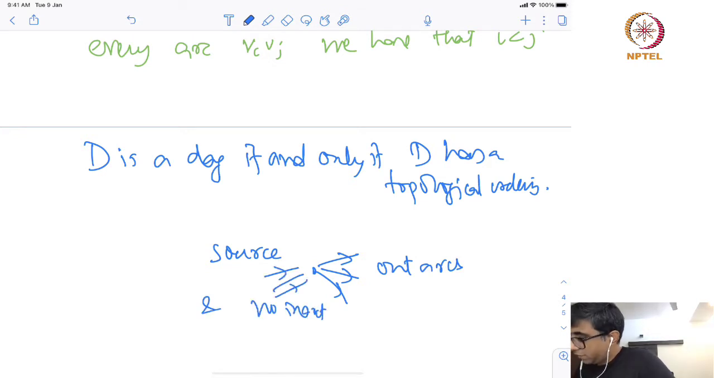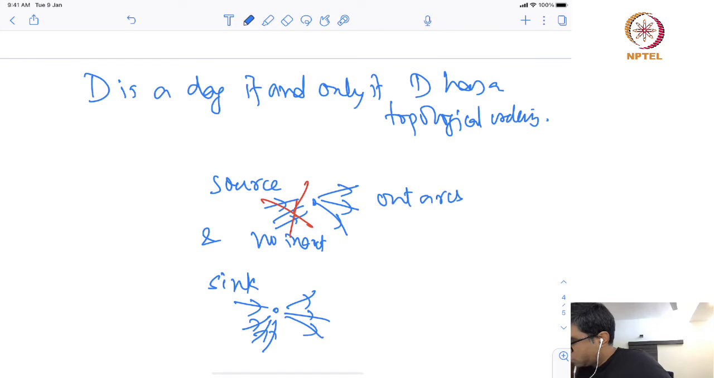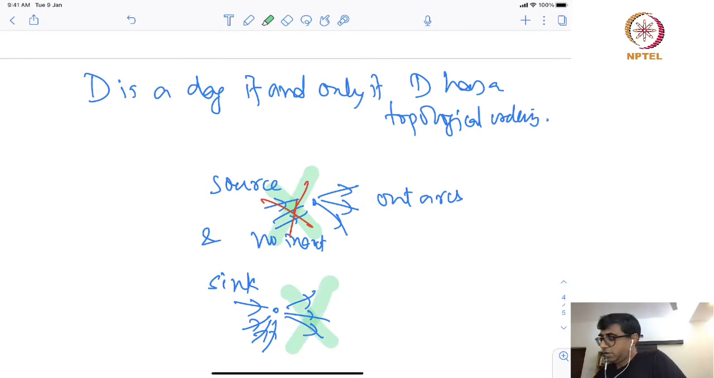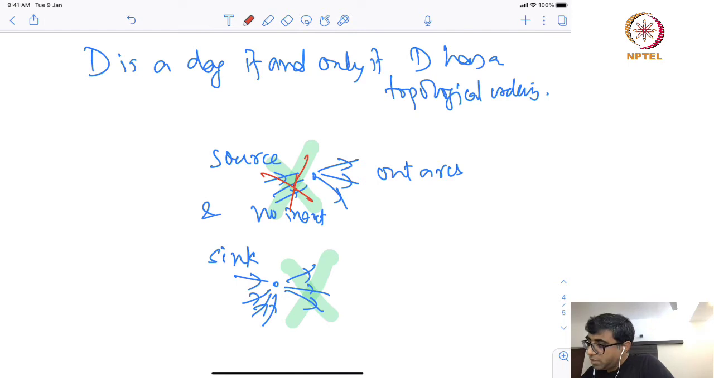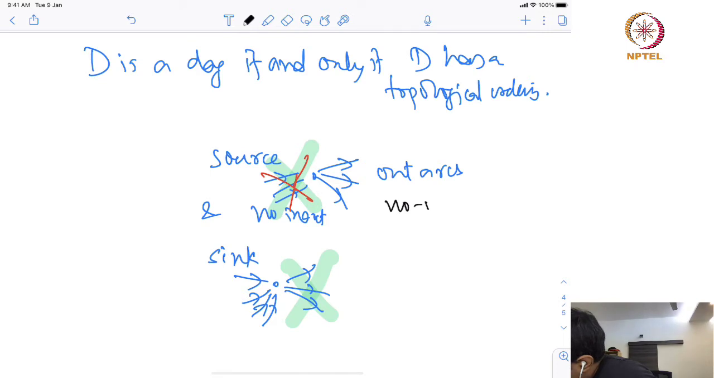So, these kind of arcs are not allowed. Then this is called a source. Similarly, you define a sink. What are sinks? All those vertices which have only in neighbors, but no out arcs or no out neighbors. This is forbidden. This is forbidden. This is forbidden. Sink. So, what is the meaning of source? No in neighbors.